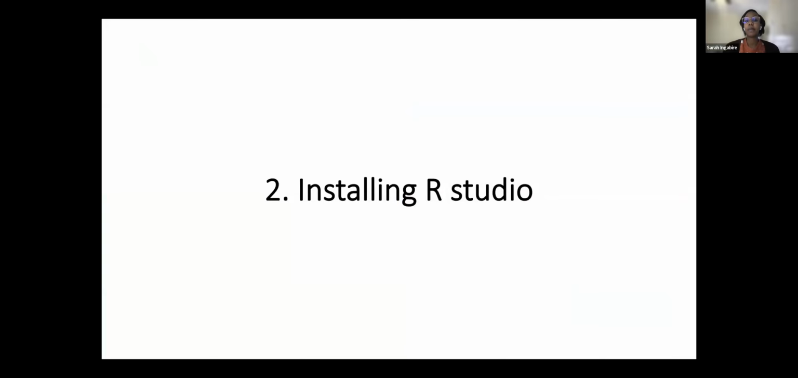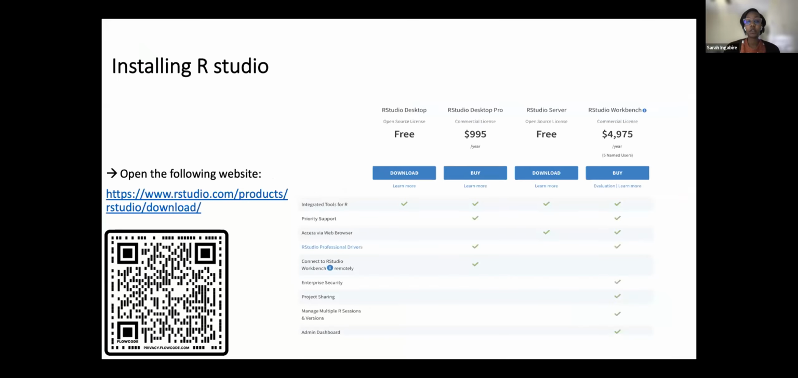So now let's talk about installing RStudio. To install RStudio, the process is a little bit similar. You can go ahead and scan this QR code right here, or open the following website, and this will bring you to this page right here. You can either select RStudio Desktop or RStudio Server, which are free. Both of these are similar. The only difference is that one has access via web browser, the other doesn't. So go ahead and choose whichever is most convenient for you.